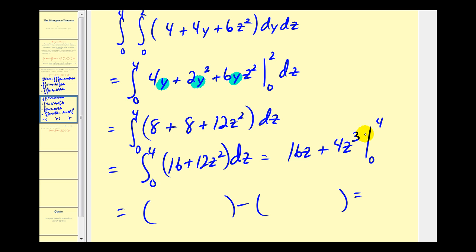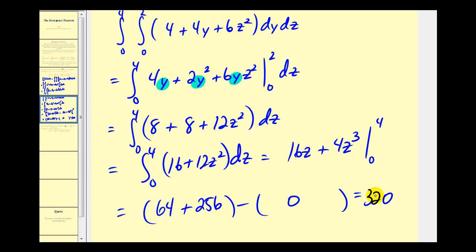So when z is equal to 4, we'll have 16 times 4, that's 64, plus 4 times 4 to the third, that'll give us 256. And then when z is 0, they're both 0. This works out to 320.